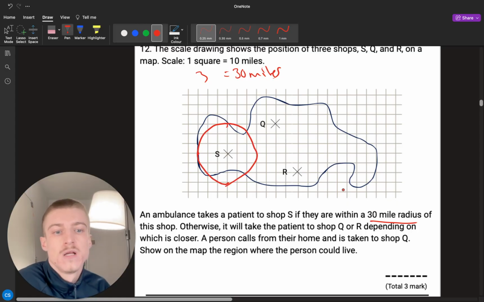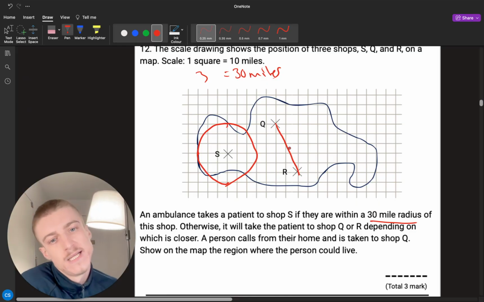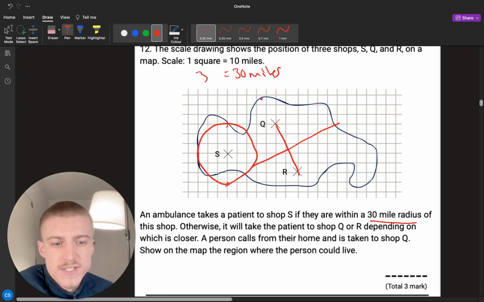There we go. And then we're also told that it will take the patient to shop Q or R depending on which is closest. So if we join Q and R, and if we find the perpendicular bisector, so right in the center, the perpendicular line at 90 degrees, that means that all of these points are at equal distance, right? So shading in the region where they're taken to Q, it's just going to be this region here.